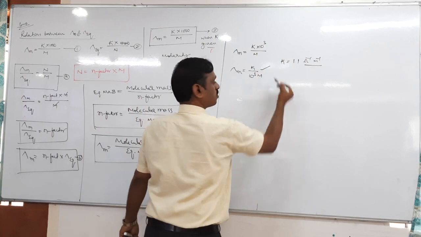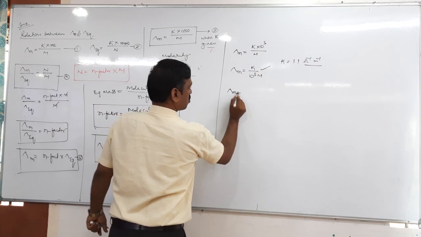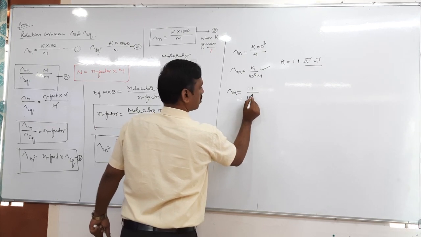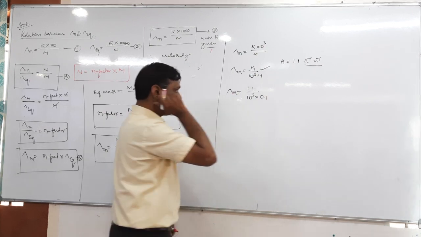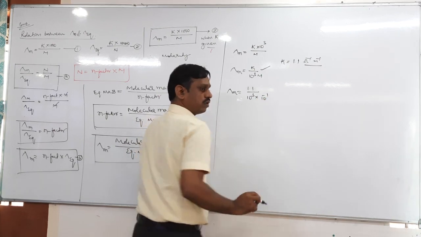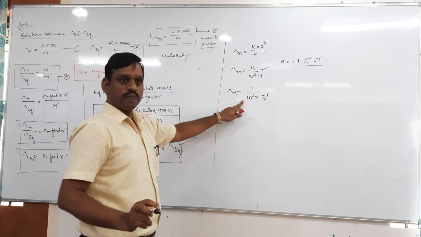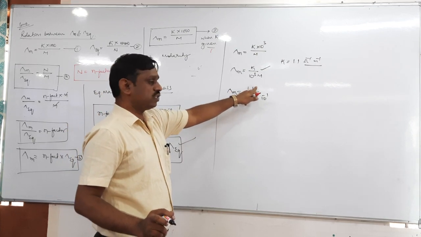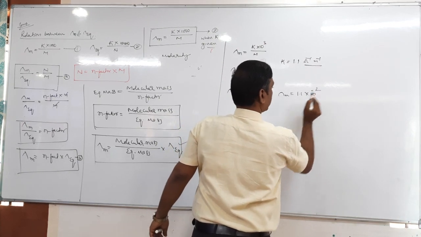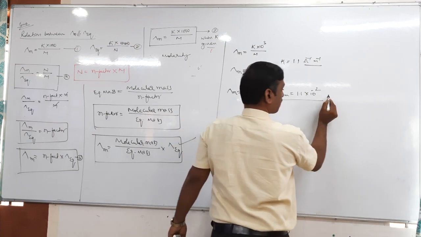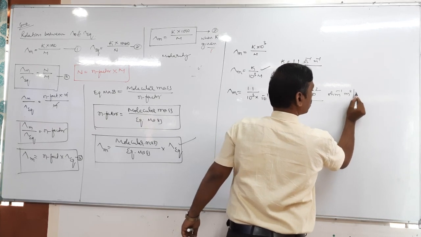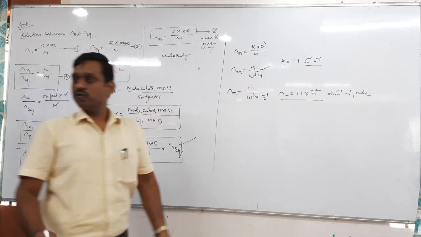Therefore, use this formula, where lambda m is equal to K divided by 1000 into 0.1, that is 1.1 divided by 10 power 3 into 0.1. Now 0.1 we can write as 10 power minus 1, so 10 power 3 into 10 power minus 1 is 10 power 2, and moving it to the numerator, lambda m equals 1.1 into 10 power minus 2. What is the unit? Ohm inverse meter square per mole.